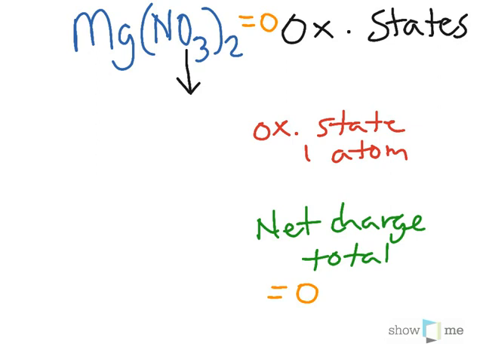excuse me, let me erase that. Oxide is almost always -2. Okay, that's one of those ones to memorize.